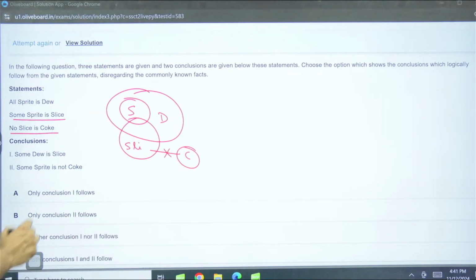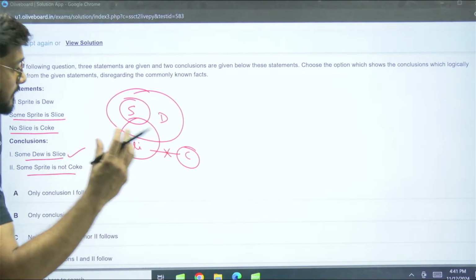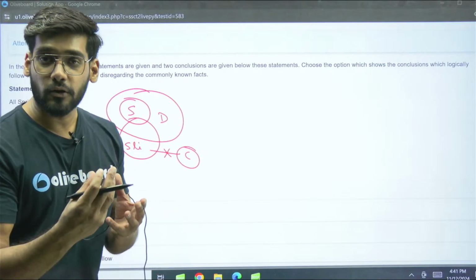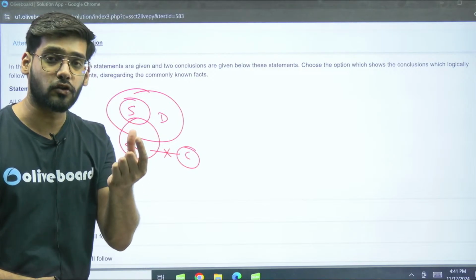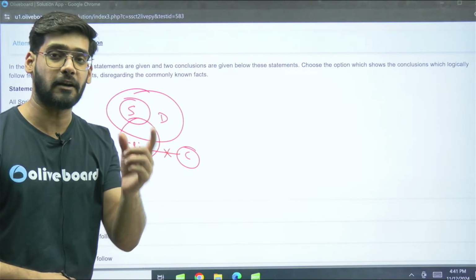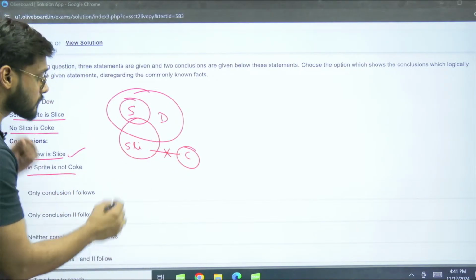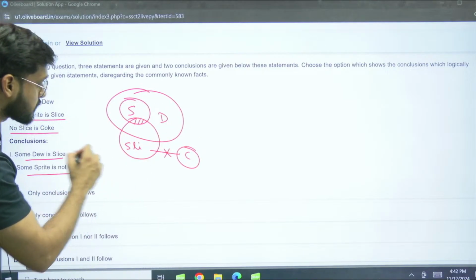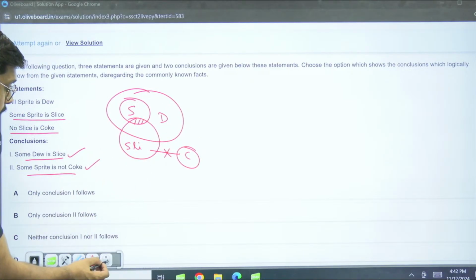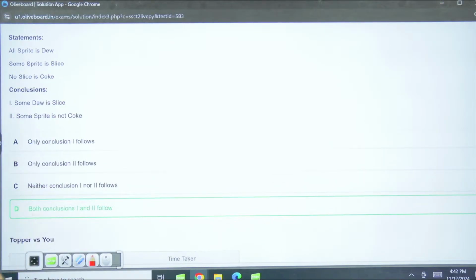Conclusion 1: Some dew is slice. True. Conclusion 2: Some Sprite is not Coke. Which part of Sprite is not Coke? The part of Sprite which is being shared with slice, because slice and Coke do not have any relation. So this is also true. The right answer should be both follow. Let's mark D. Option D is right because it turns green. Very good, Priya.